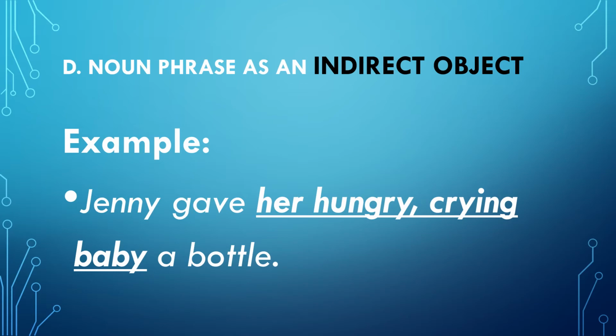What is the action in this sentence? That is right, the word gave. Do you still remember what the direct object is? That's right, a direct object is the receiver of the action. What was given to the baby? A bottle. That is why the phrase a bottle is the direct object. And the one who receives the bottle is the baby. That's why baby is the indirect object.